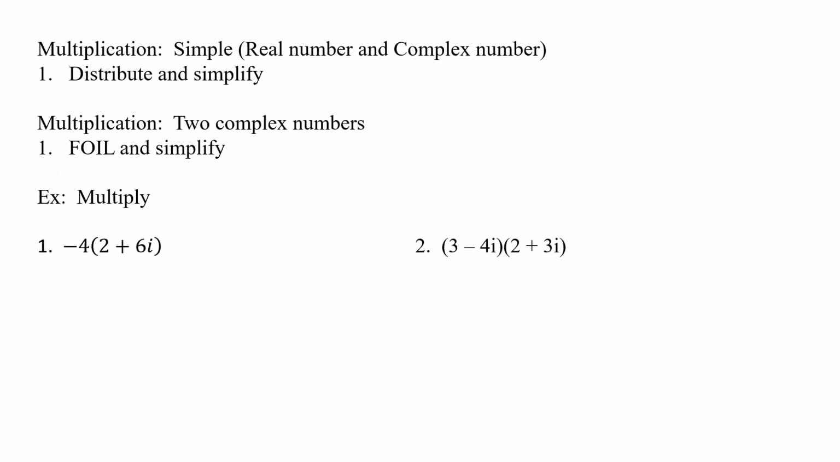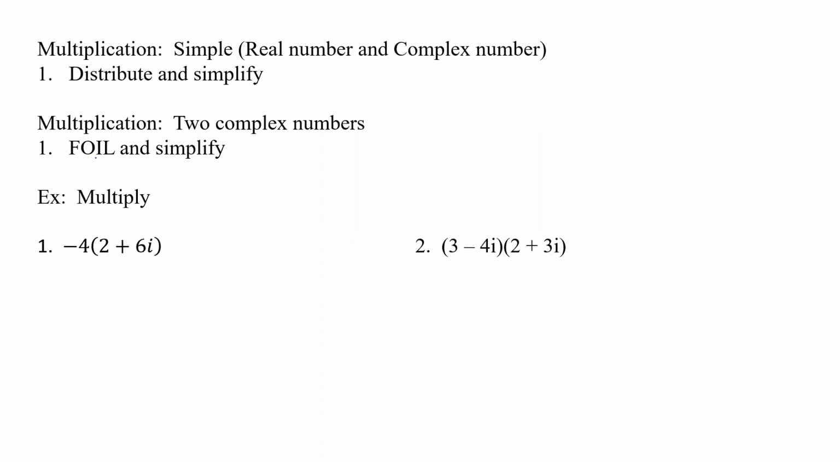All right, so if we have something simple like some real number and a complex number multiplied together, that's going to be like this first example here, where we have the minus 4 and then the 2 plus the 6i. Then the second one is multiplying two complex numbers.